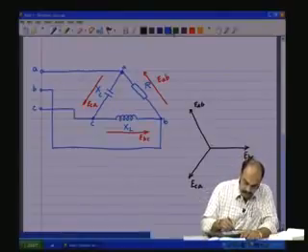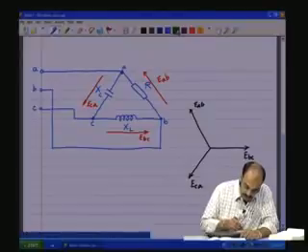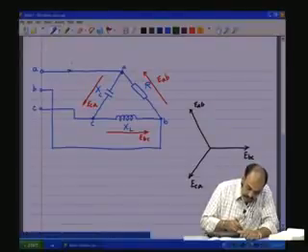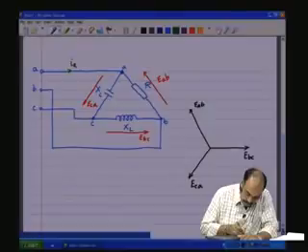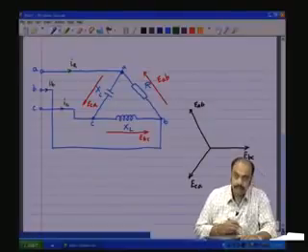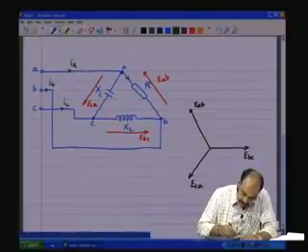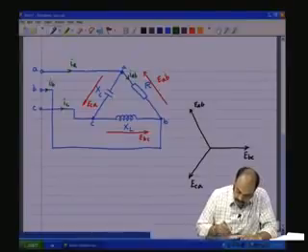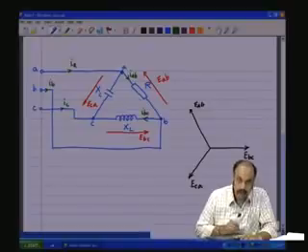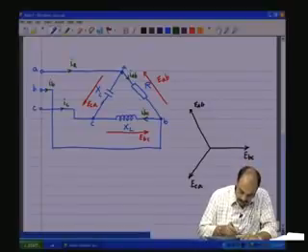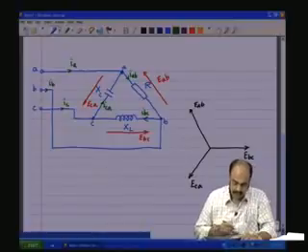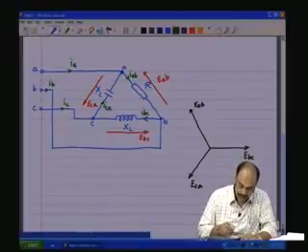And there are three line currents. This is IA, IB and IC, and of course, three phase currents: IAB, this is IBC, B to C, and then ICA, C to A. So, this is cyclic in nature, A to B, B to C, C to A.